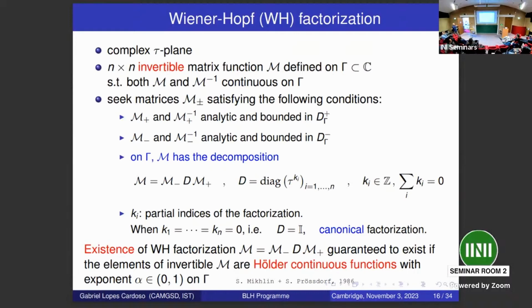So once again, I give you a matrix M on the curve gamma, such that M and M inverse are continuous, and I seek a decomposition like so in terms of 3 factors with these properties.